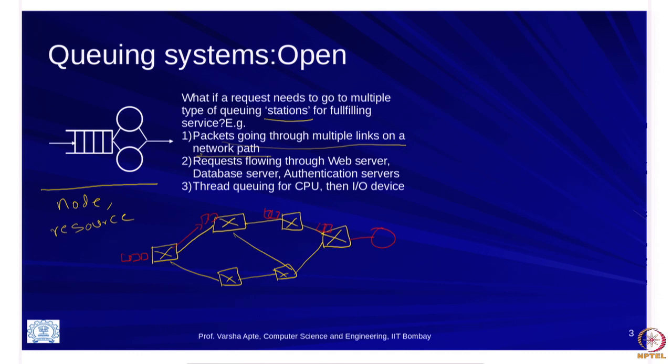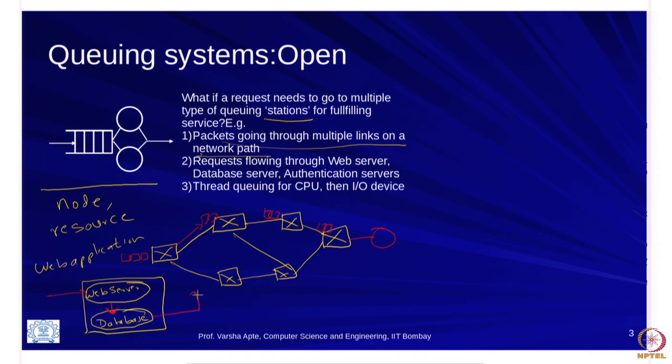Similarly, we can have the server side of, let's say, a web application. All web applications today are not supported by just one node. There is, of course, the web server, but we also have, let's say, the database server. And any request that comes to the web server will very likely have to go to the database server also before it is done, and only then it can go back to the client. So, this is another example.